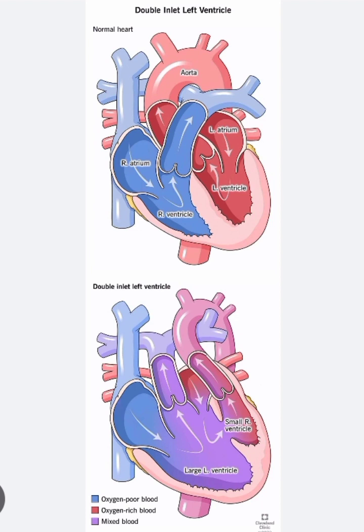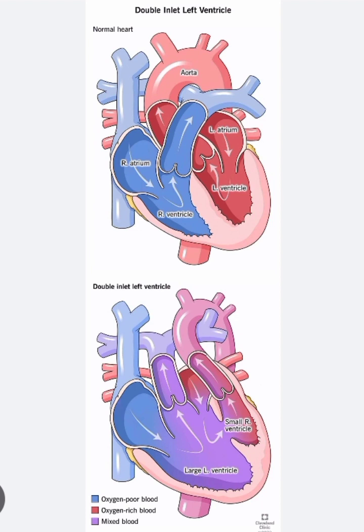What will the left atrium do? It receives purified blood from the lungs through the pulmonary arteries. Then left ventricle. The left ventricle will receive oxygenated blood from the left atrium, and this oxygenated blood is pumped all over the body via the aorta.